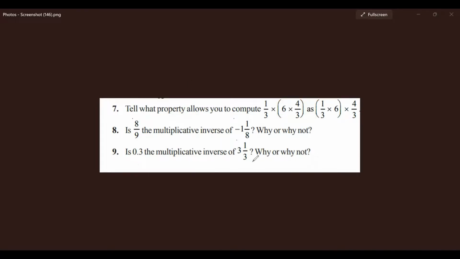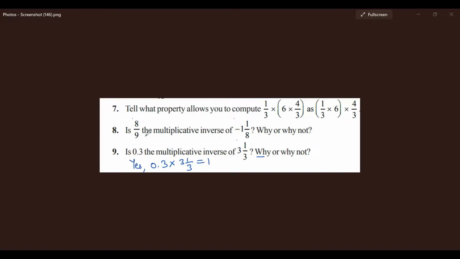In the case of Y, what reason will you write? You will write yes, because 0.3 multiplied by this number is giving us the answer as 1, because multiplicative inverse means a number multiplied by its reciprocal gives us the answer as 1. Okay, so this would be the reason of this.